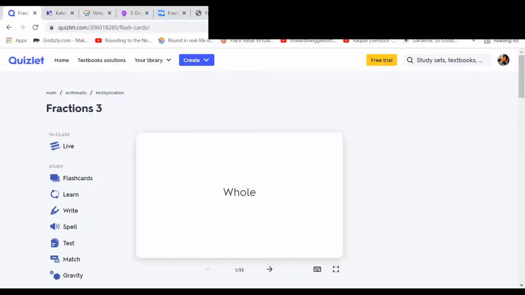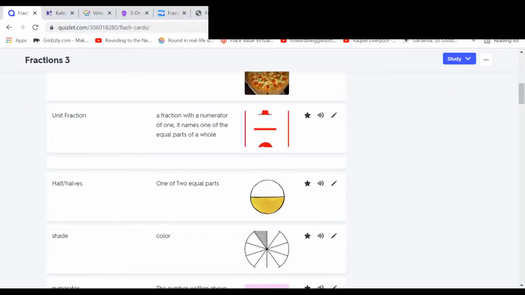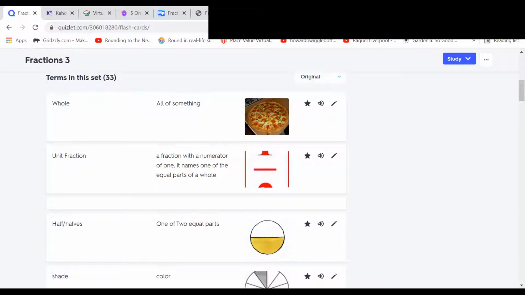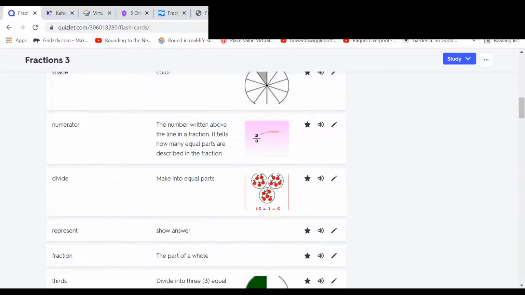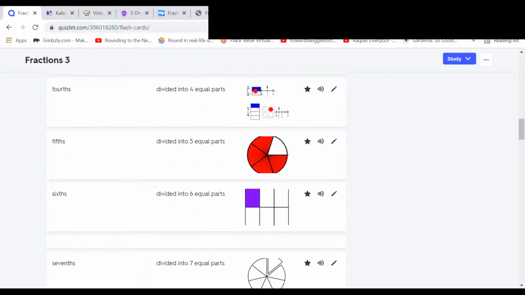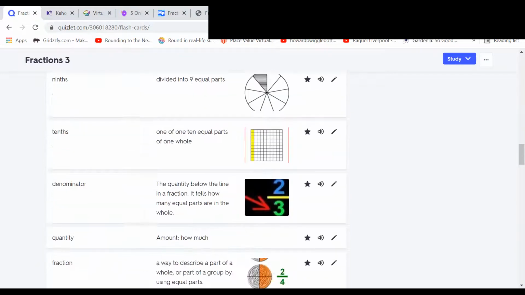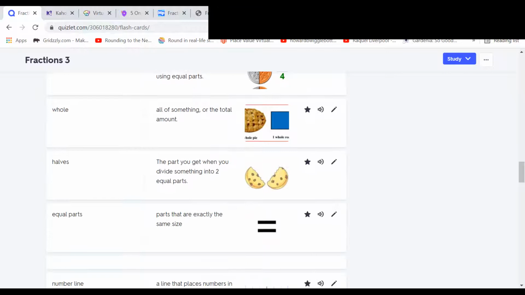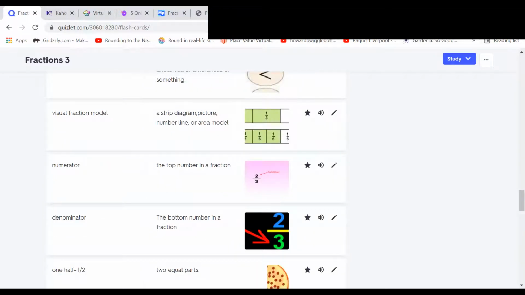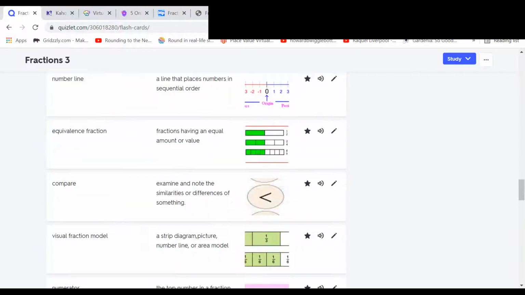Now, within the flashcards, you'll see some of the revision of the vocabulary terms, like unit fraction, halves, numerator, thirds, quarters, fourths, eighths, denominator, and so on and so forth. Could I ask you to please cover your iPad and put it underneath your table? We will continue with the iPad activity afterwards.